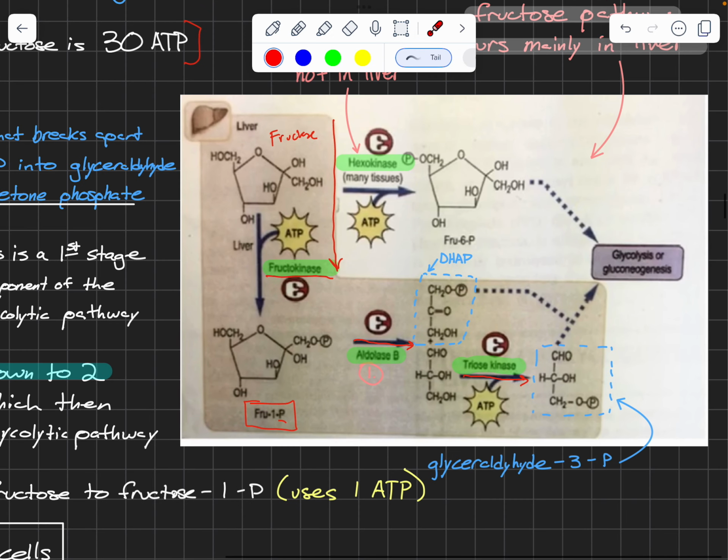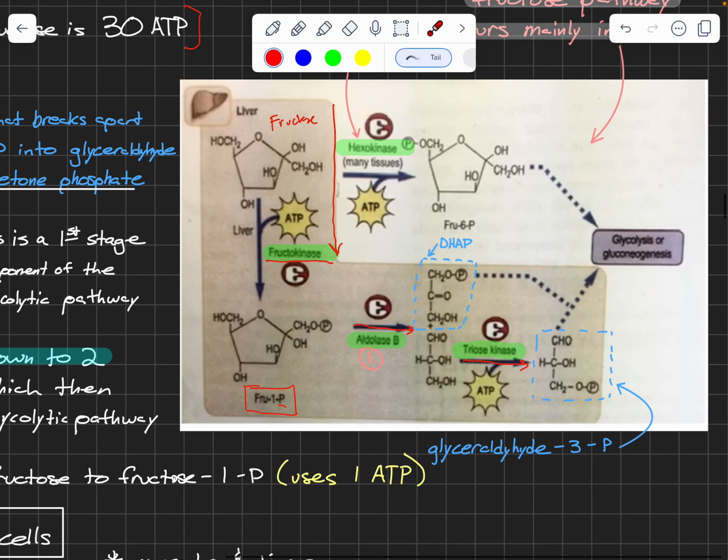But let's say we don't have a fructose intolerance. Let's say our aldolase B is functioning properly. We can turn it into either DHAP, which can go back to gluconeogenesis, which is the production of glucose from alternate sources within our body, or we can put it towards glycolysis, which is the breakdown of glucose within our body, or the breakdown of fructose technically within our body.